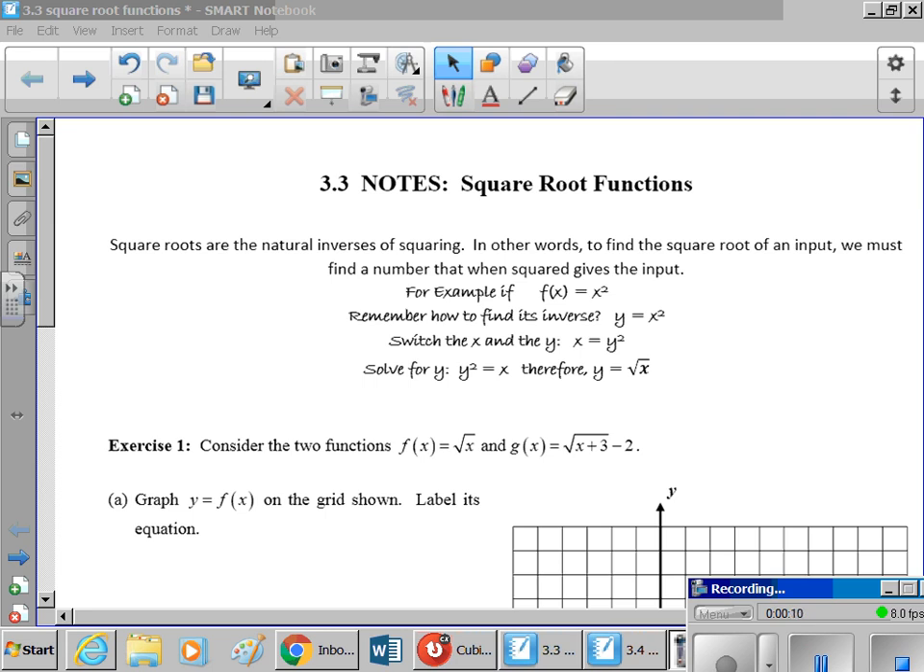So square roots are natural inverses of squaring. In other words, to find the square root of an input, we must find a number that when squared gives us that input under the square root sign.